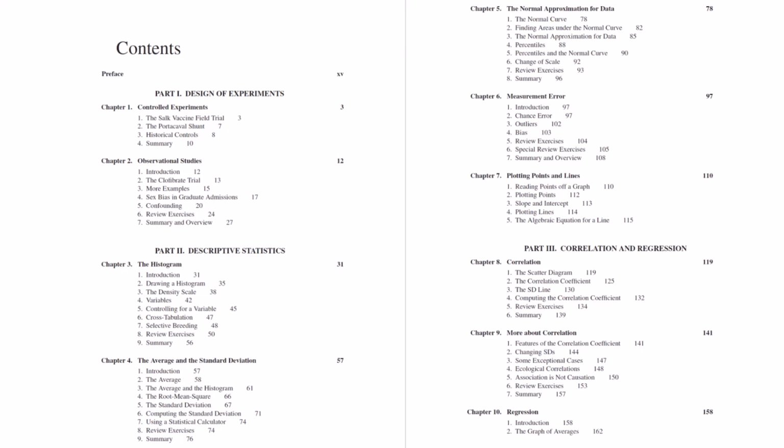In this video, we're going to start Chapter 5 of the statistics textbook. Chapter 5 is about the normal distribution, or the normal curve. Okay, so we just completed Chapter 4, which was on the average and the standard deviation. So far in Part 2, descriptive statistics, we've talked about the histogram and the average and the standard deviation.